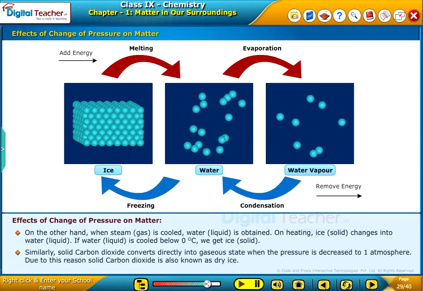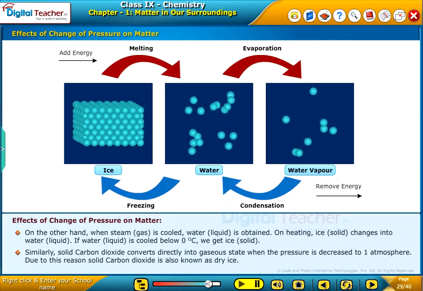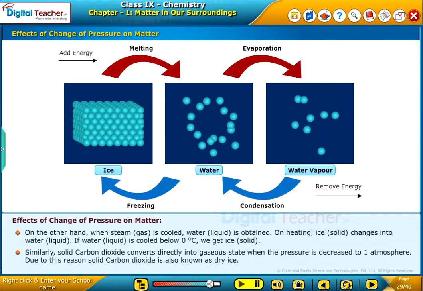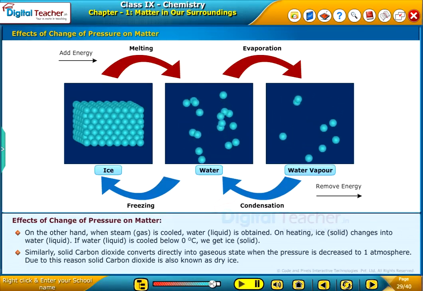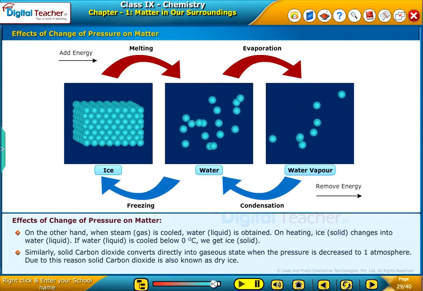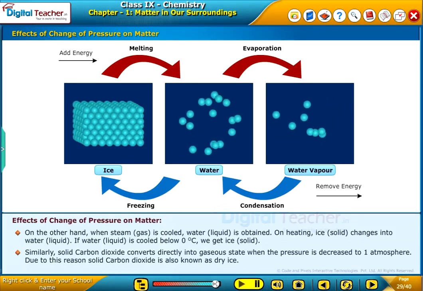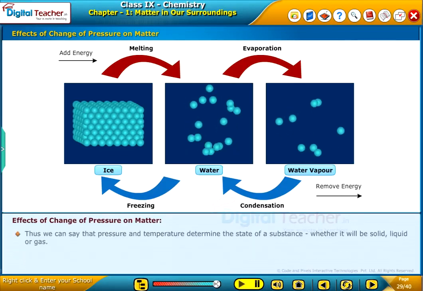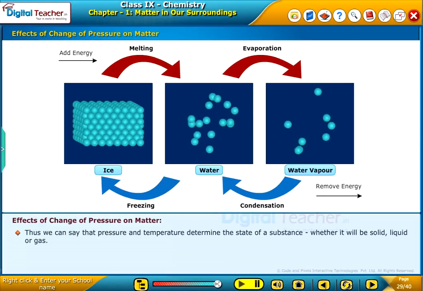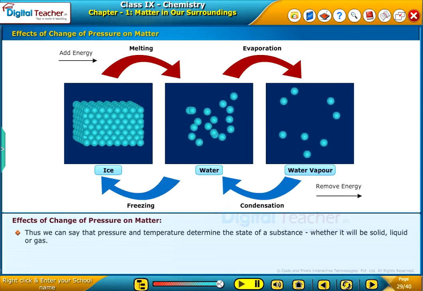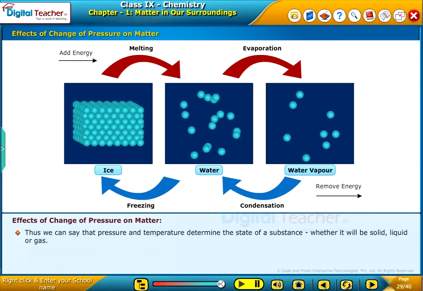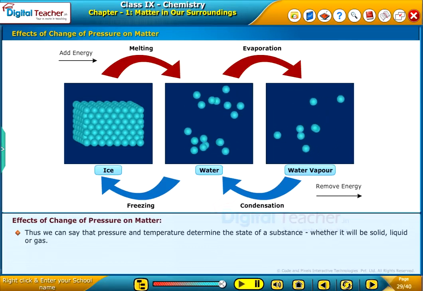Similarly, solid carbon dioxide converts directly into gaseous state when the pressure is decreased to 1 atmosphere. Due to this reason, solid carbon dioxide is also known as dry ice. Thus, we can say that pressure and temperature determine the state of a substance, whether it will be solid, liquid or gas.